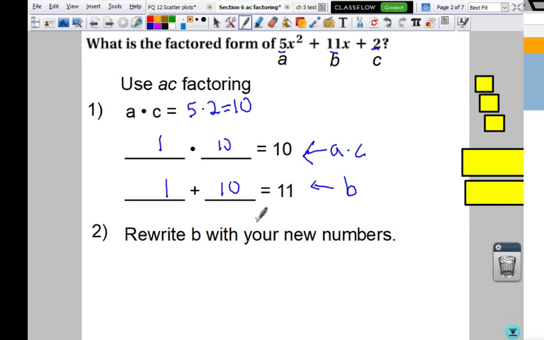So, 1 plus 10 is 11, right? B is 11. So we haven't really changed the problem. We're just going to rewrite it. You'll see why in a minute. And when I rewrite this, I'm going to have to add on x's in here, because when I replace my B, I don't just have the number 11, I have 11x. So I have 5x squared. My first thing stays the same. Then I'm going to go plus 1x, and then plus 10x, and then I still have that plus 2 on the end.